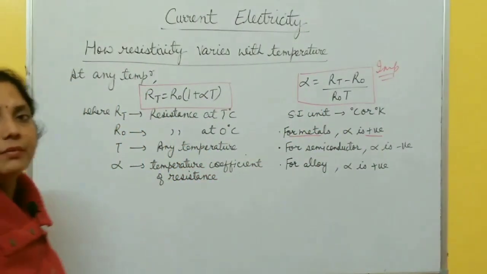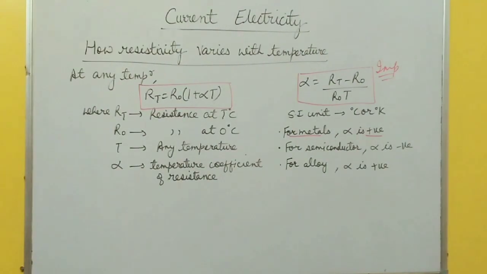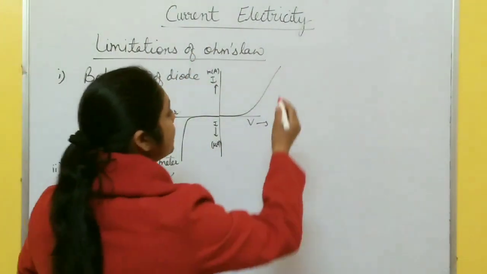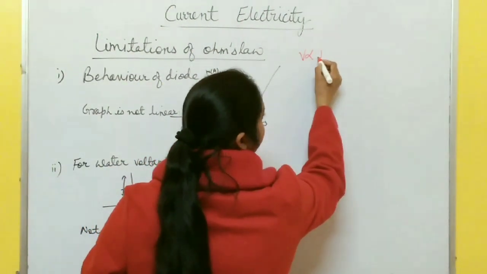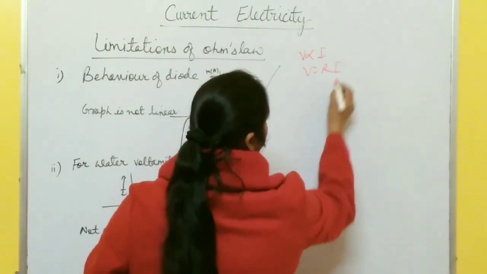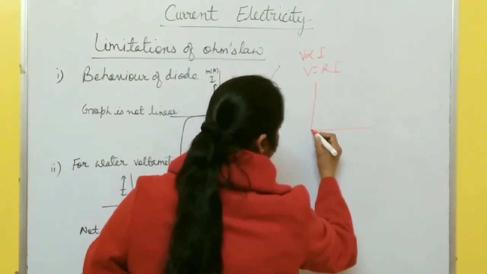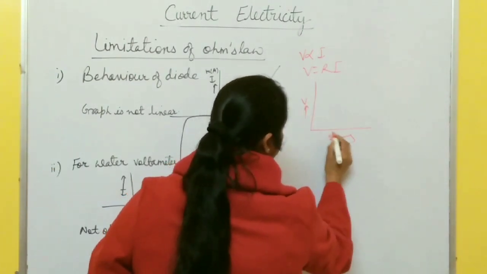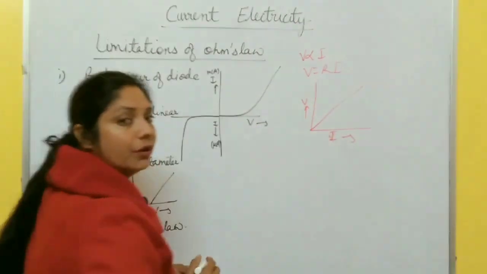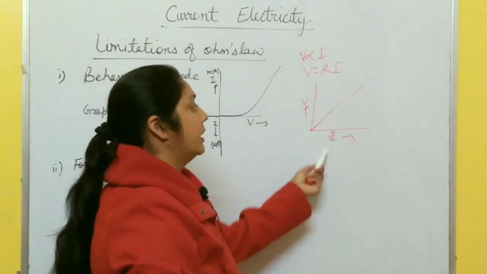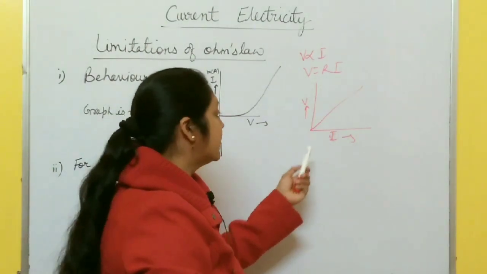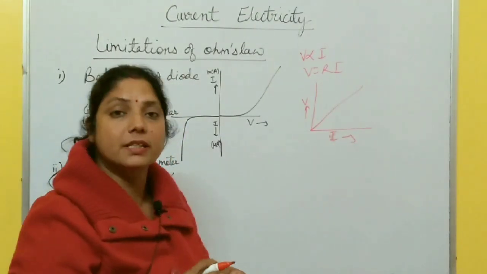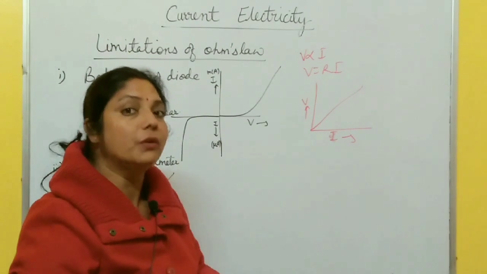After this, there are some limitations of Ohm's law. Please take a screenshot fast. Now, there are some limitations of Ohm's law. What is Ohm's law? V is proportional to I. It means V equals R I, and the graph for Ohm's law is between V and I. The graph is like this one, V this side, suppose I this side. The graph is a straight line passing through the origin. Those conductors or materials which have a graph like this, a straight line passing through the origin, obey Ohm's law, and that material is called an ohmic conductor.